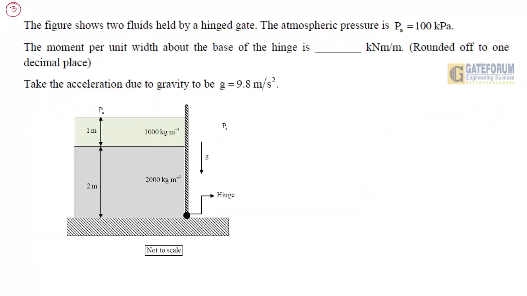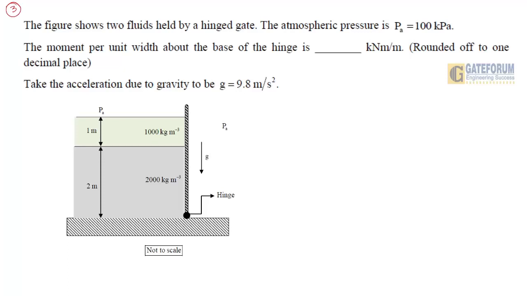Moving to the next question. The figure shows two fluids held by a hinged gate. The atmospheric pressure is PA, which is around 100 kilopascal. The moment per unit width about the base of the hinge is dash kilonewton meter per meter, rounded off to 1 decimal place. Take acceleration due to gravity as 9.8 meter per second square.